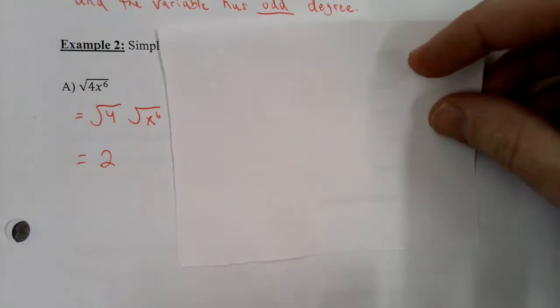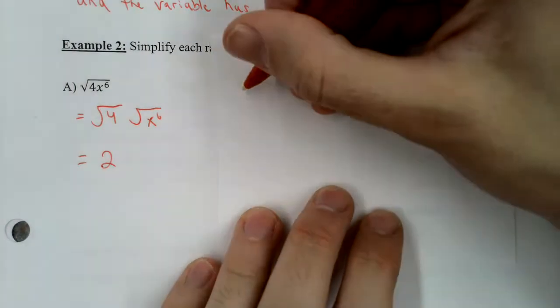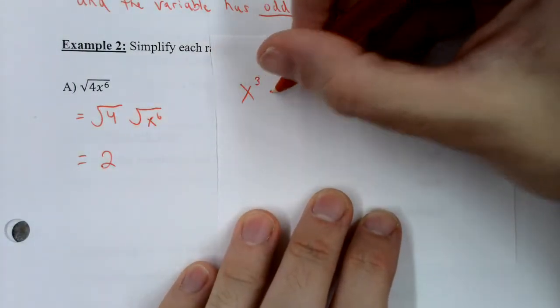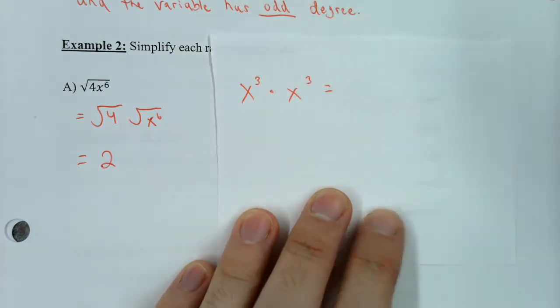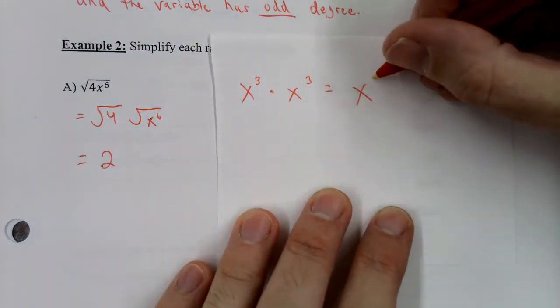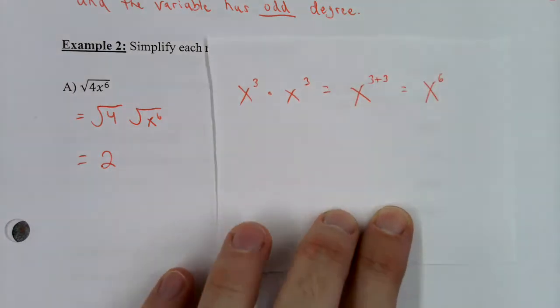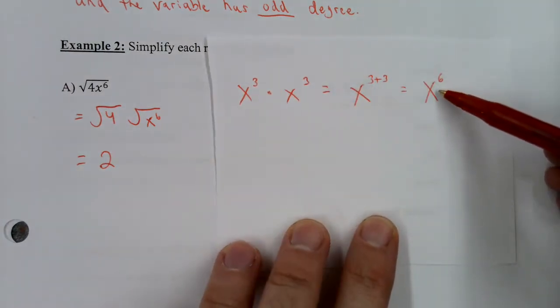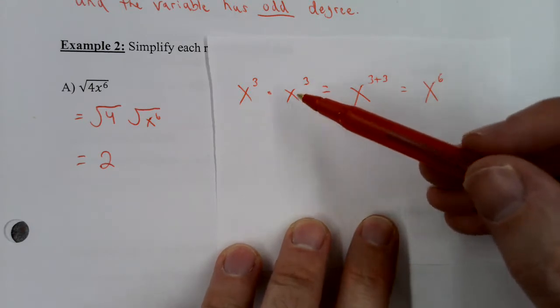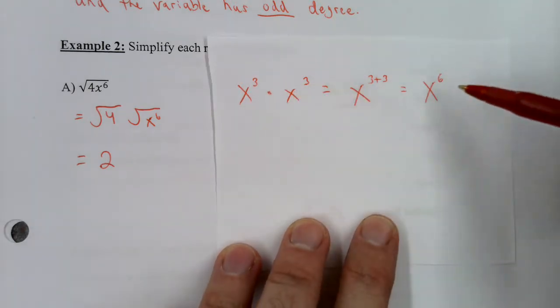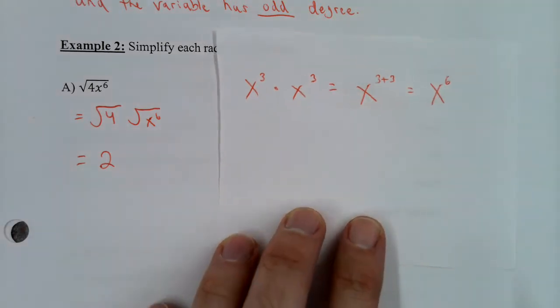Let me explain why, okay? X to the 3rd power times x to the 3rd power equals x to the, you add the exponents, and it gives you x to the 6th. So the square root of x to the 6th is x to the 3rd, because x to the 3rd times x to the 3rd is x to the 6th.